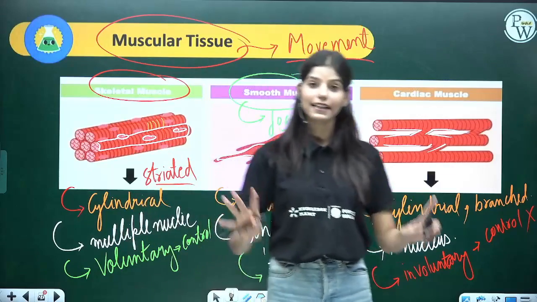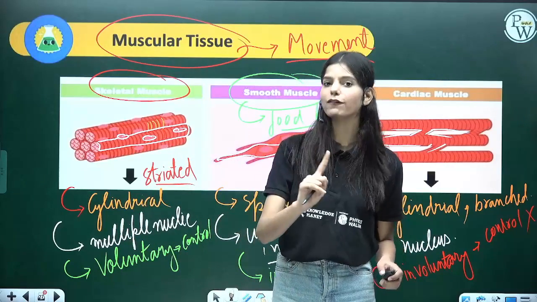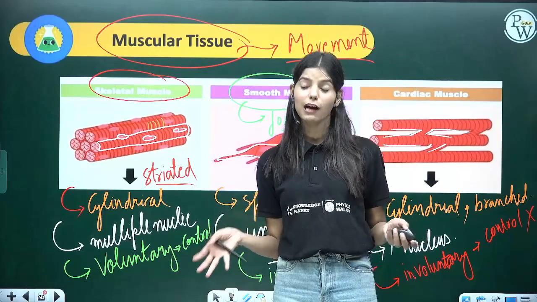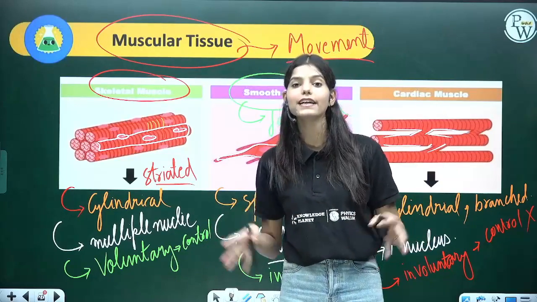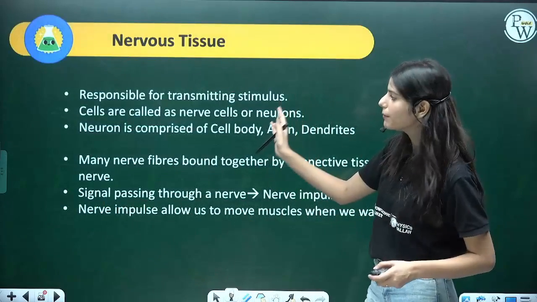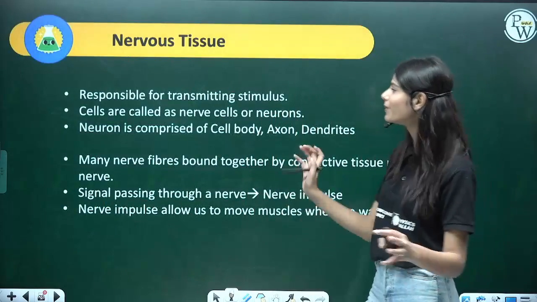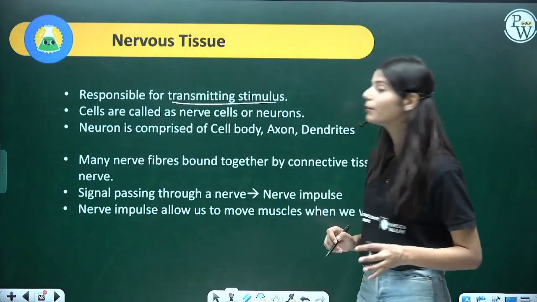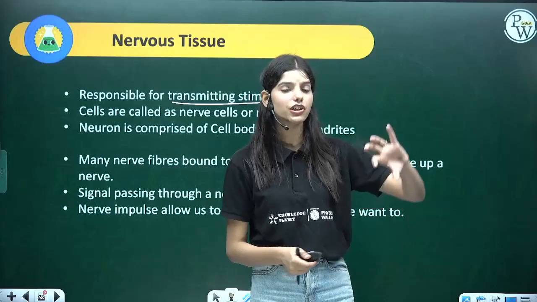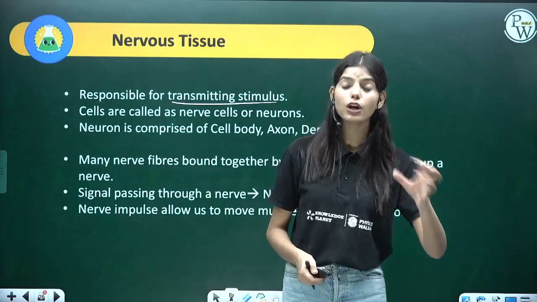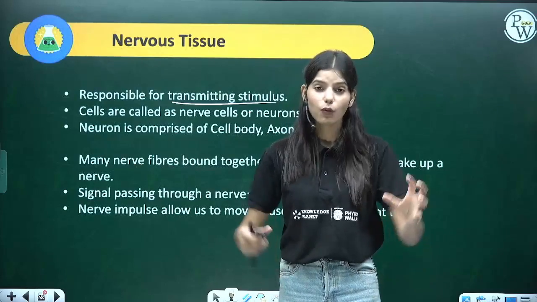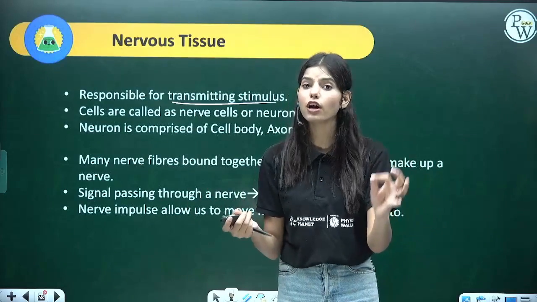Okay guys, now let's talk about one more type of tissue which is helping us in performing a lot of functions, and in deciding a lot of tasks. I'm talking about the nervous tissue. The nervous tissue is responsible for transmitting the stimulus. So whatever change we have in our surrounding, for example a change in smell, a change in sound, or a change in temperature, right? Whatever changes there are in our surrounding are called stimulus.